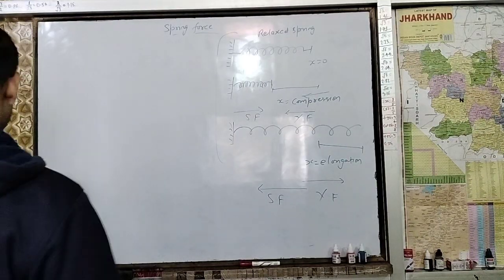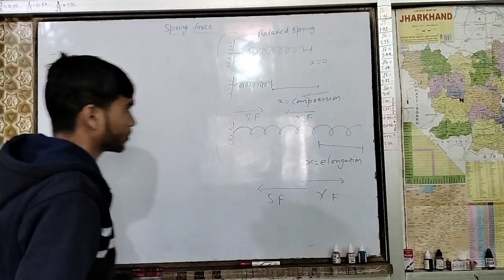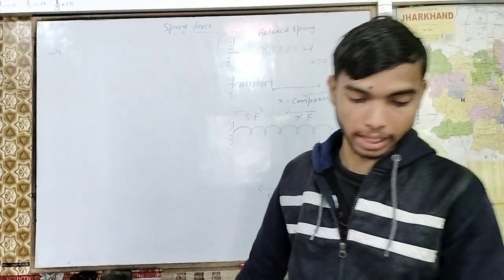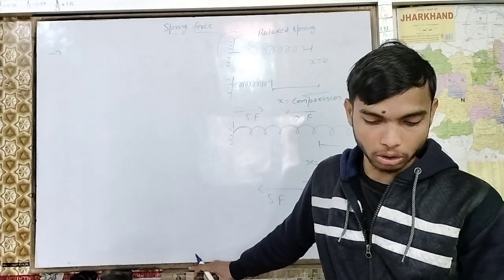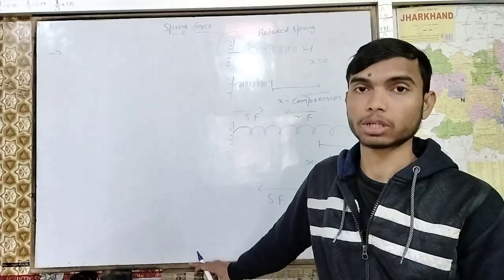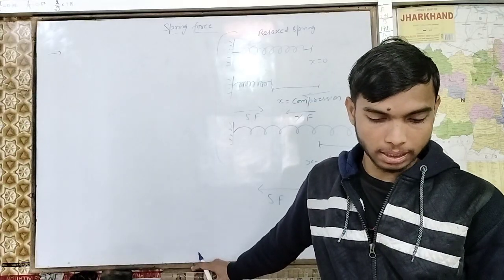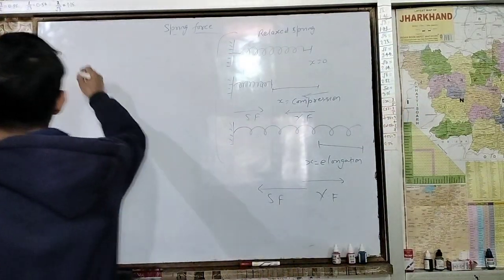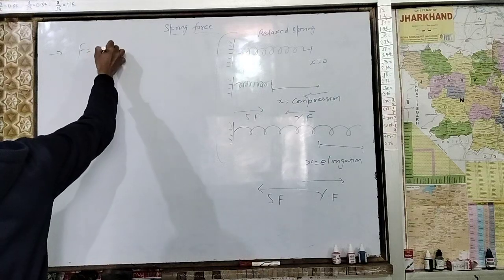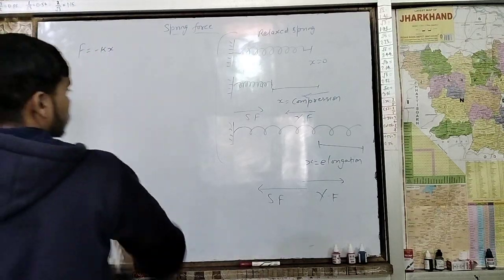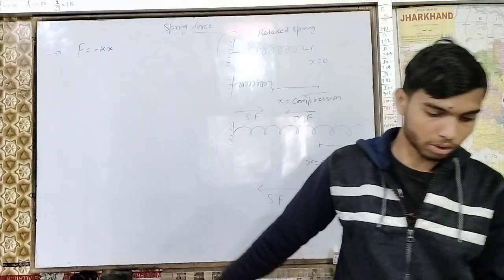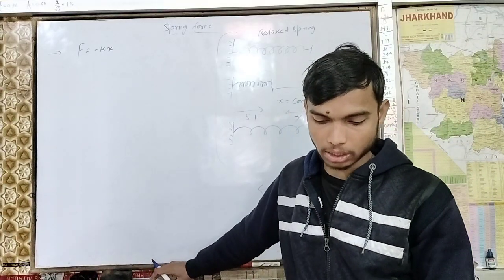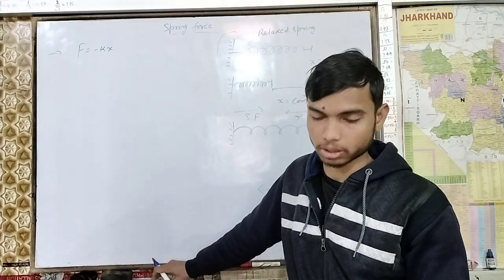Now remember, let's take the first point. Force F changes linearly with x, and acts in a direction opposite to x, just opposite of the displacement. Then our F will be equal to minus kx. k is a constant, a spring constant. k is known as a force constant or a spring constant.